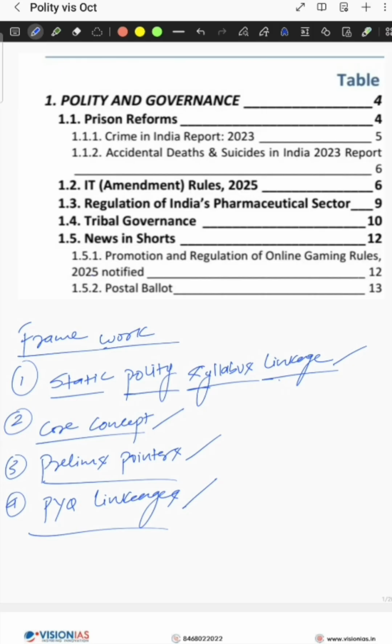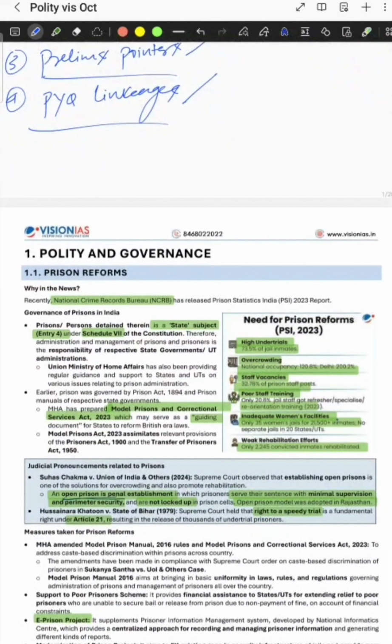Okay, let's start. So the first topic is prison reforms. Why was it in news? Because recently the National Crime Records Bureau has released the Prison Statistics India report. So what is the need? You can see there are high undertrials, overcrowding, staff vacancy, poor staff training, inadequate women facilities, and weak rehabilitation efforts. So what is the linkage with the static syllabus?